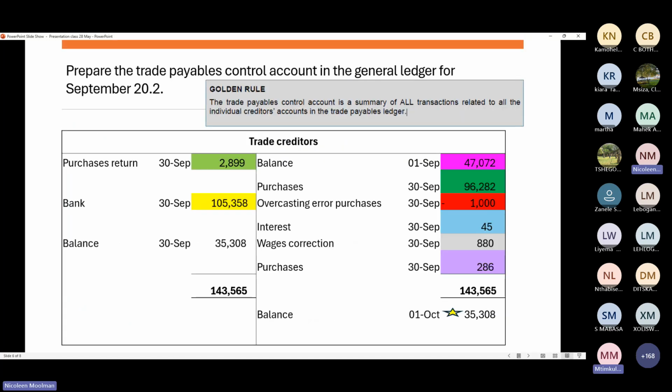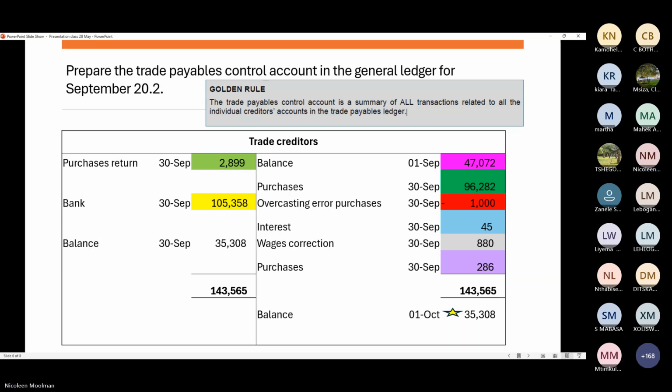So the 880 was actually included in this 105,358 in the payments number. So to correct that, we need to credit the trade creditors with 880 because we didn't actually get that cash. It was for wages.